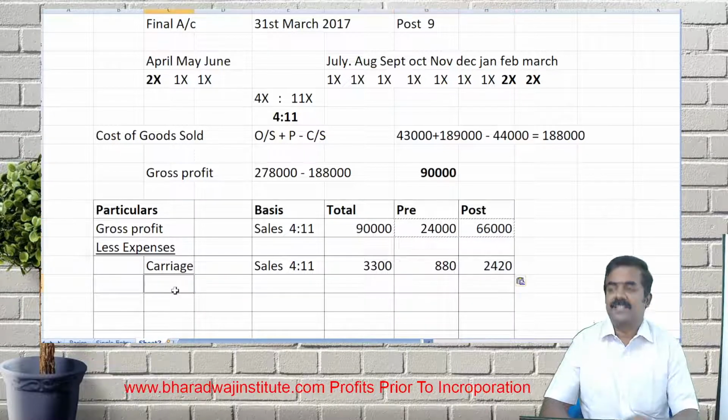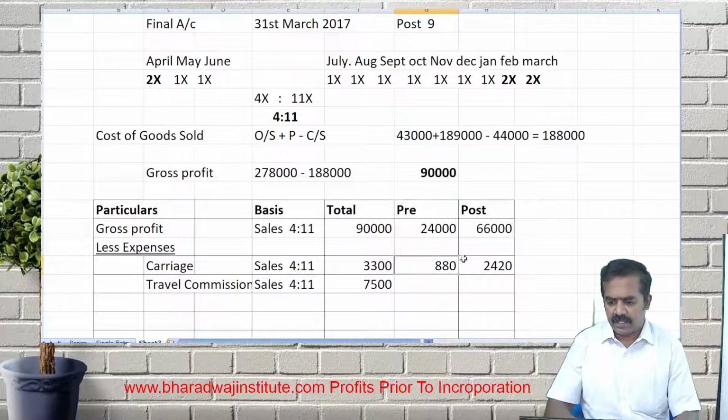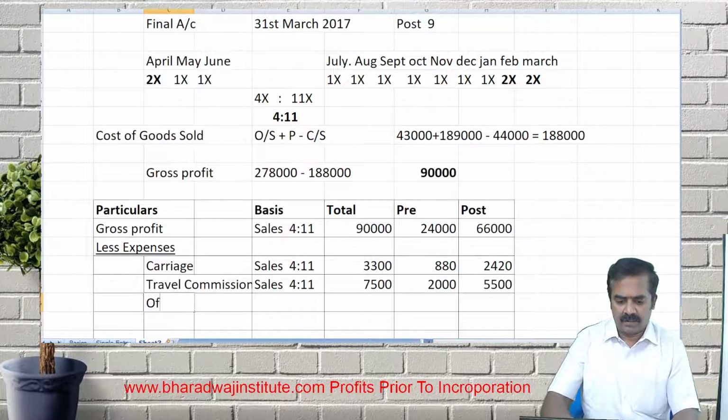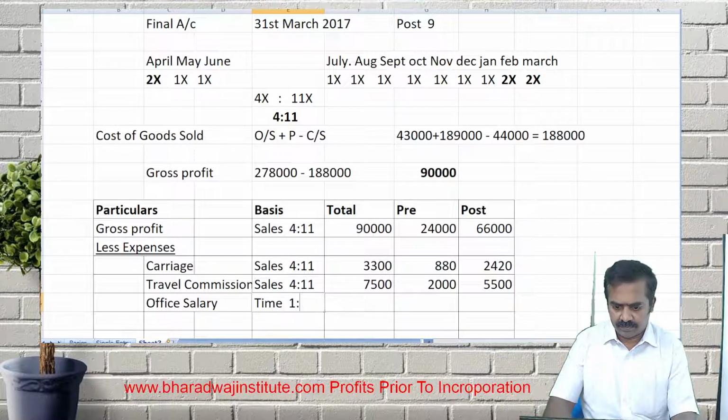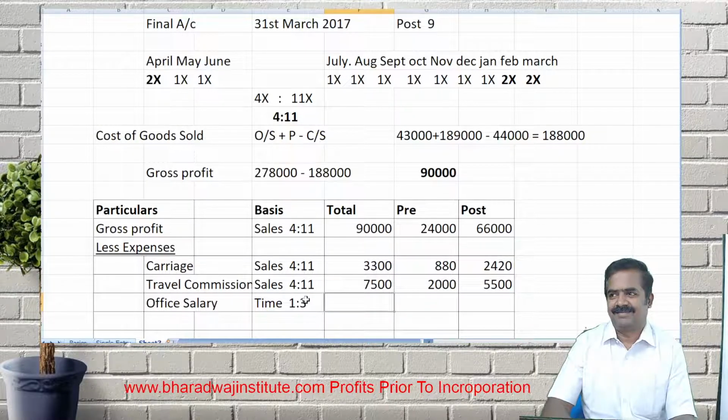Next expense, travel commission. It is also given that it will be in sales ratio, 7,000. 500. Split it in sales ratio. Then office salary, 21,000. Time ratio 1:3. What is the amount? Tell me. Office salary 21,000.